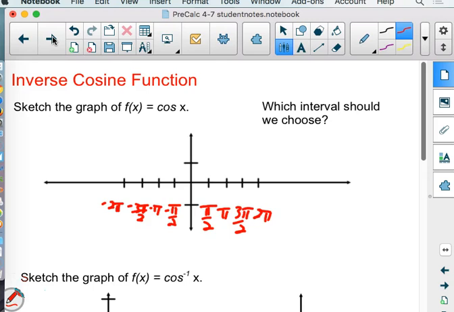And we know it went from negative 1 to 1. Pi, axis, low, axis, pi, and backwards.